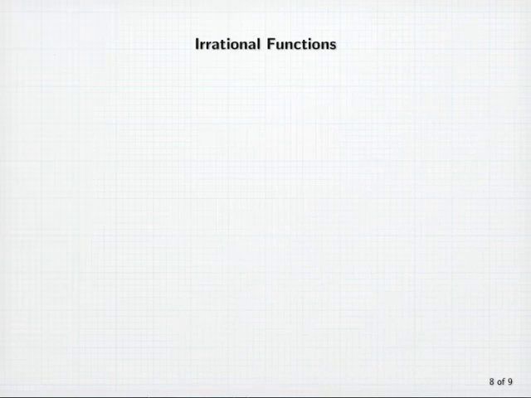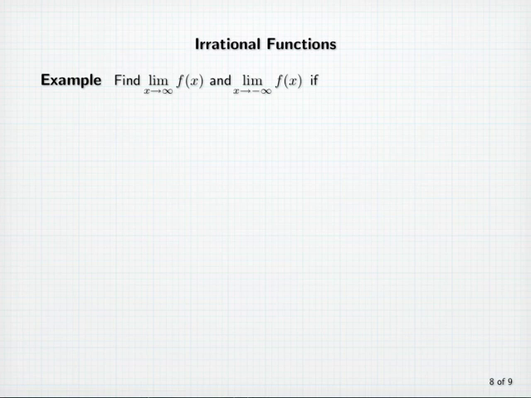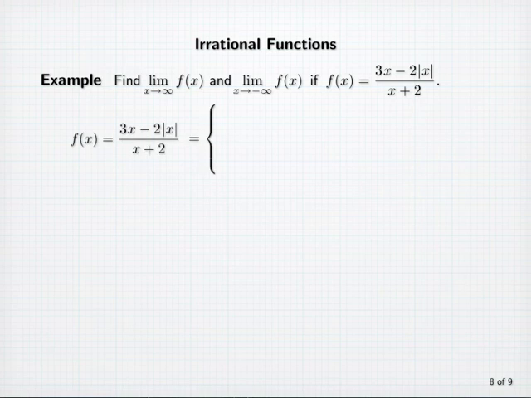Now let's look at a few examples involving functions that are not rational functions. For instance, let's find the limit as x approaches infinity and the limit as x approaches minus infinity of the function f of x equals (3x minus 2|x|) divided by (x plus 2). The first thing we want to notice is that if x is positive, the absolute value of x is the same as x, and so the numerator of the fraction is identical to 3x minus 2x, or just x.